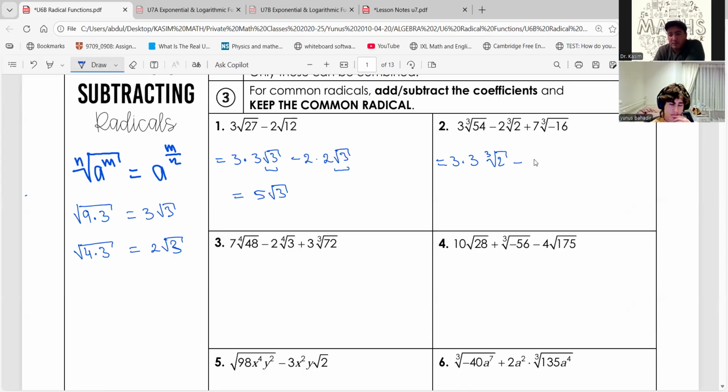Minus this guy, 2, already a small number. We cannot simplify this. So we just write 2 here. And how about negative 16? So I need to make that negative 8 times 2. Yeah. Because negative 16, we can write as negative 8 times 2. And it is a cube root. And cube root of negative 8 is negative 2. So that's why here we have plus 7 times, and here we have negative 2 times cube root of 2.